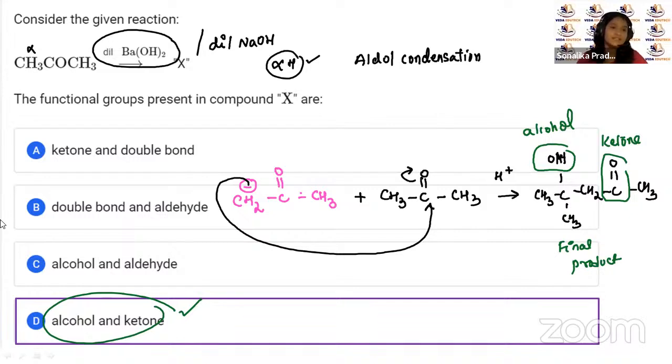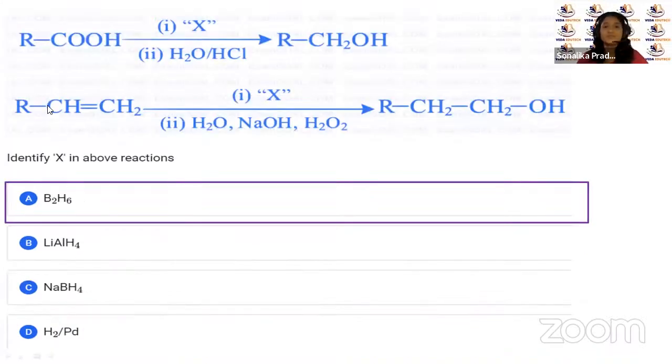I hope this is clear, children. Let us move on to the next question. So here is the next question on your screen. You have to identify what kind of reagent you are going to use here, right? Now children, I've already highlighted the answer here. You can see what happens here is we are having RCOOH, right? And X is given to us here, H2O, HCl.